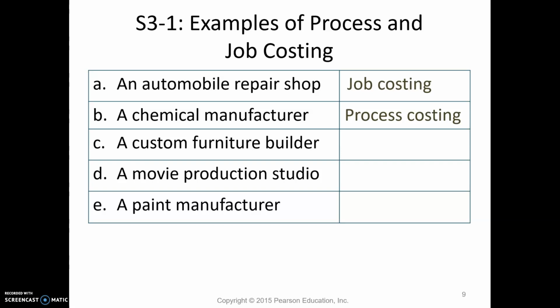A custom furniture builder would use job costing because it's customized. A movie production studio, job costing. Is it a drama versus an action movie? Very different costs depending on the individual movie. A paint manufacturer would use process costing. So that's what we're going to be looking at: the automobile repair shop, the custom furniture builder, the movie production studio. Every job they're doing is very different. And so we are going to be accumulating costs by the job.